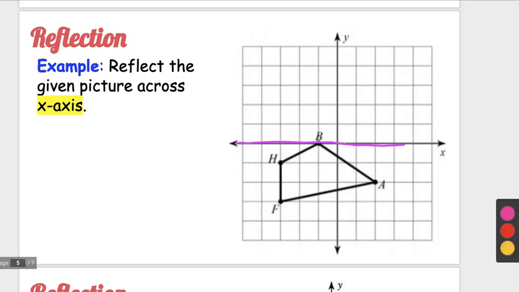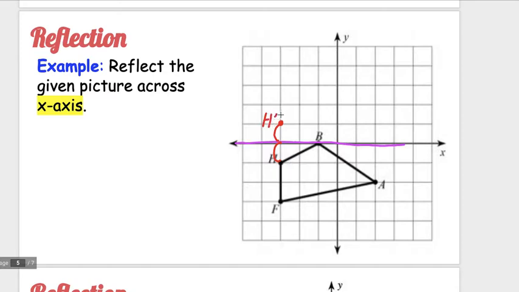So let's start doing this. First, remember, it's just like when you're looking into a mirror. My way to do this is to check how far away each point is from the line of reflection, and I count the same distance on the opposite side. For H, 1, so the other side is going to be 1, so this is our H prime.